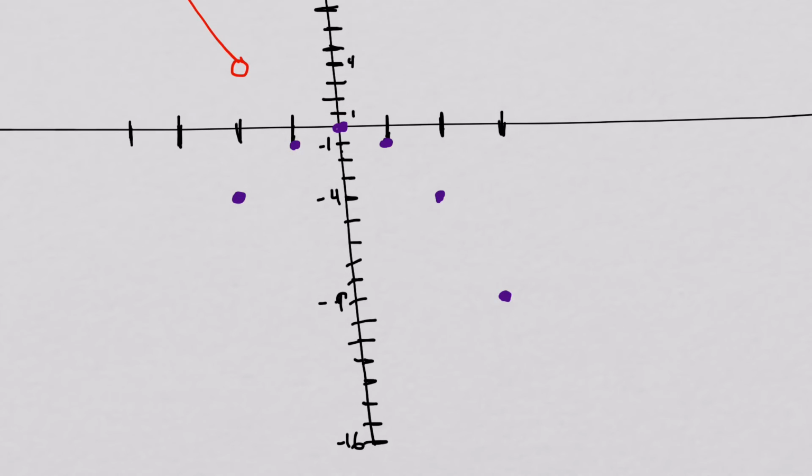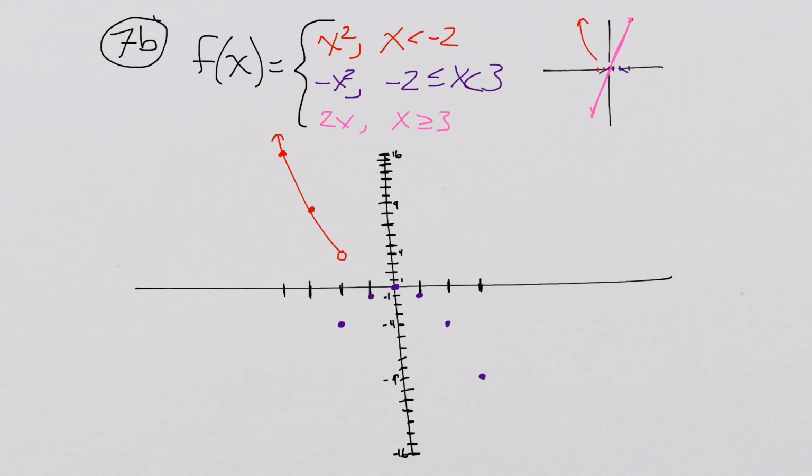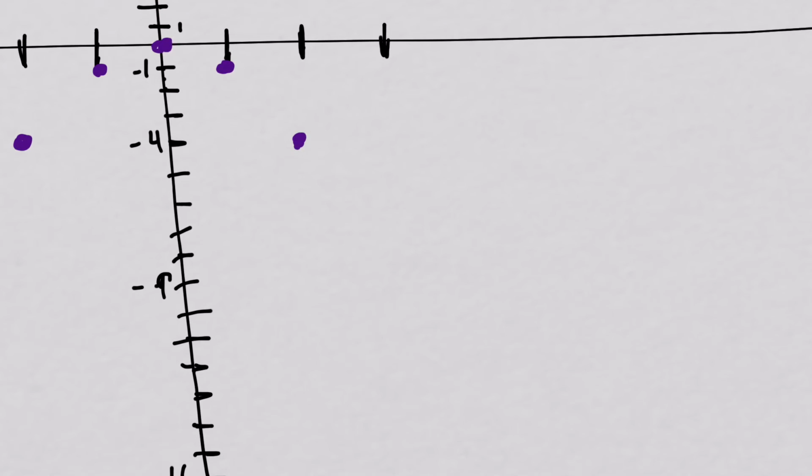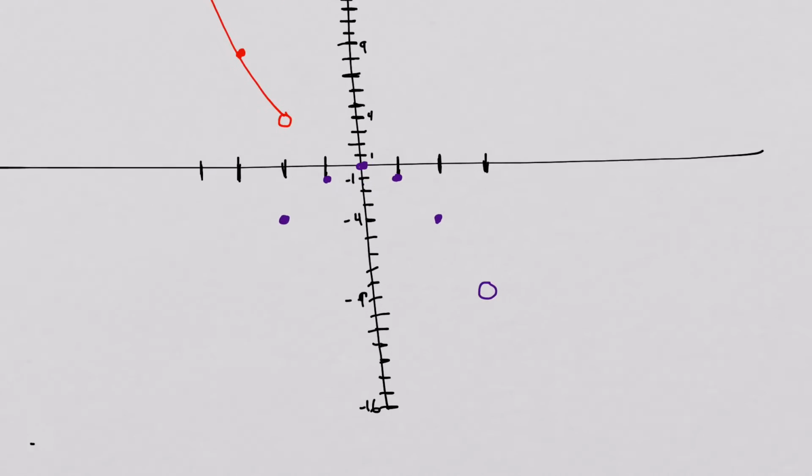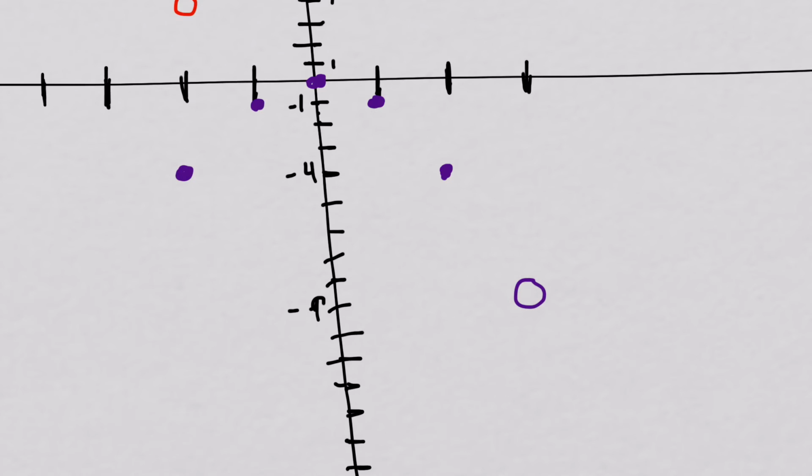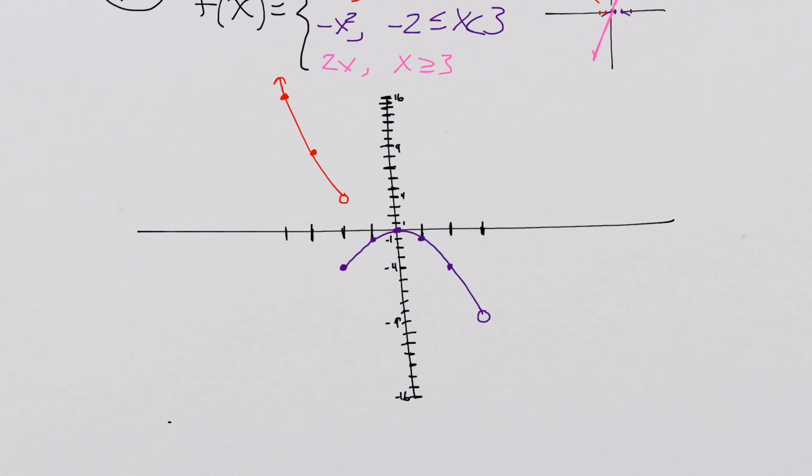And now we can draw that in. Let's make sure that x is less than 3, which means this point right here needs to be an open circle. So let's make sure it is an open circle, drawing it as such, indicating that the function is not defined as that parabola at that spot. So then there's our parabola coming down and connecting, and there's that middle piece.